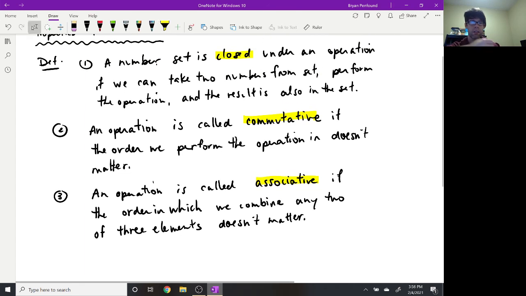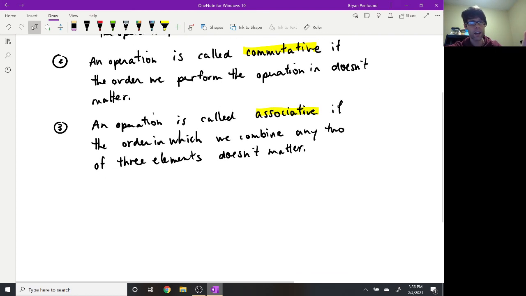So let's focus on trying to get some numerical examples to go along with these three particular definitions. Two and three are going to feel kind of similar. They both deal with ordering, but commutative deals with actually changing the order of the numbers, whereas the associative property deals more with brackets. The order of the three things doesn't change, but the order in which I combine the things might change. So let's take a look at some examples.